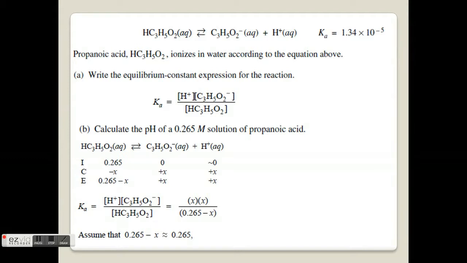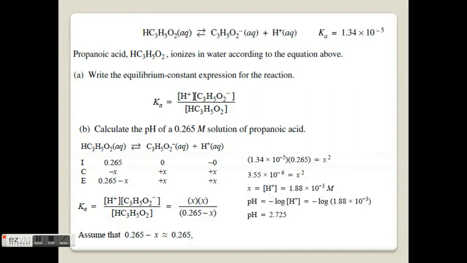So then we solve for x. We get 3.55 times 10 to the negative 6 equals x squared, and then we get x equals 1.88 times 10 to the negative 3. Then we find pH by finding the negative logarithm of our answer, negative log of 1.88 times 10 to the negative 3, and find pH equals 2.725.